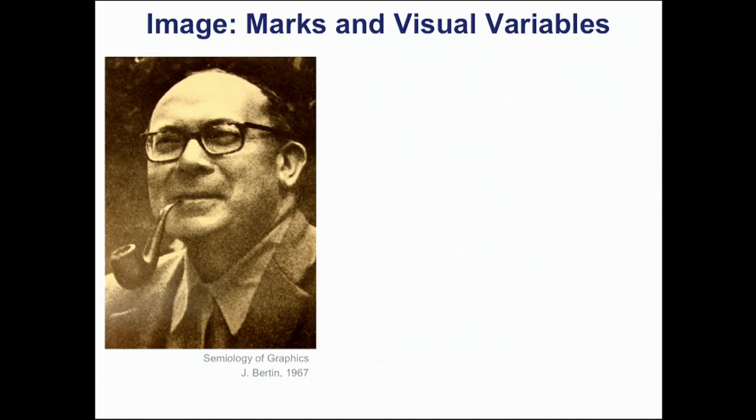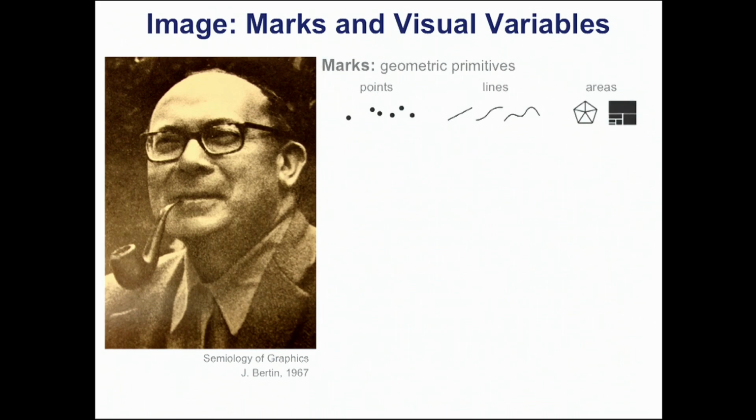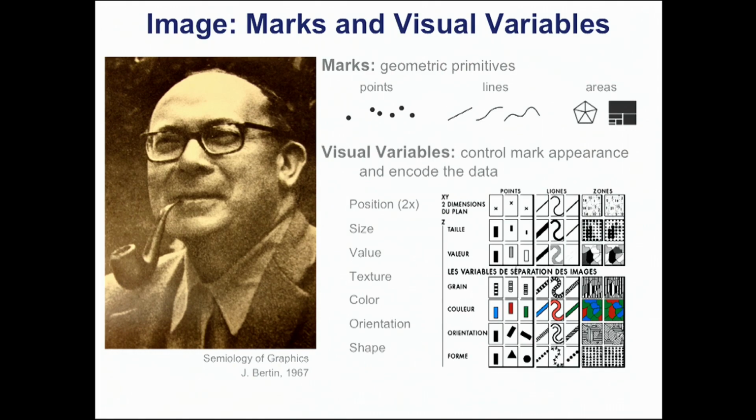Okay. Next, we need to think about how to represent images. And in the 1960s, French cartographer Jacques Bertin really laid the foundation for thinking about charts in his classic book, The Semiology of Graphics. And he thought of charts as composed of 2 things: a set of marks, such as points, lines, and areas, and visual variables or attributes of the marks. These control the appearance of the marks and encode the data. So, for example, we can use the position of a mark to encode two values, one for the X position, one for the Y position, and so on.